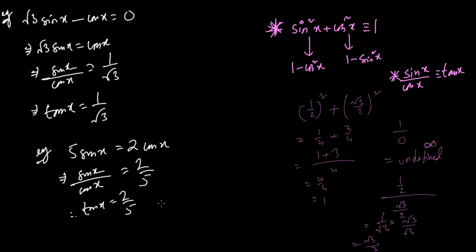So whenever you have sine x and cos x, using the trigonometric identity that sine x by cos x is identical to tan x, we can actually solve this sum.